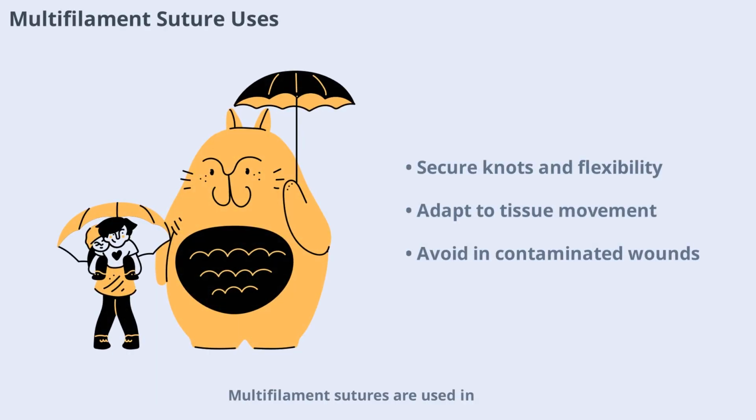Multifilament sutures are used in procedures requiring secure knots and flexibility. Their braided structure provides good handling and adapts well to tissue movement. However, they should be avoided in contaminated or infected wounds due to their potential to harbor bacteria. Proper selection ensures optimal healing and patient safety.